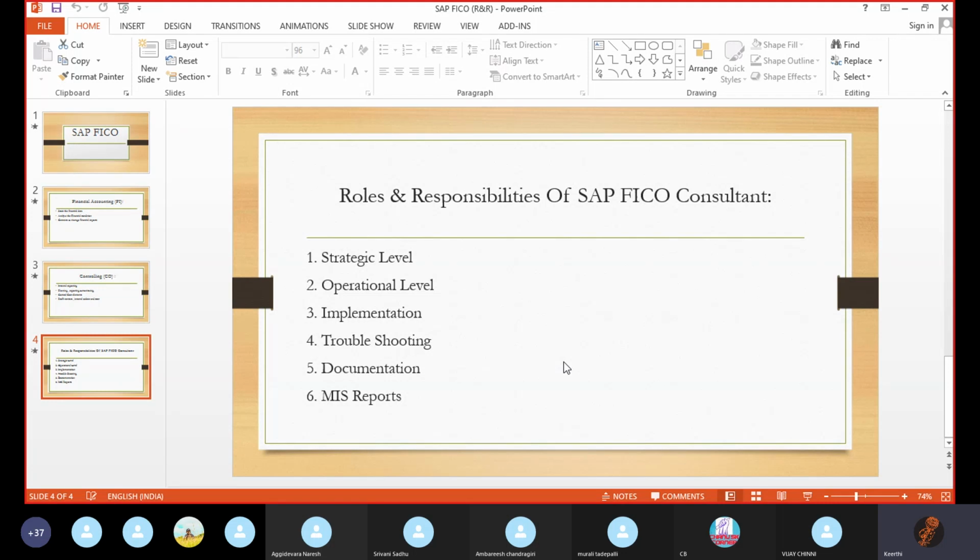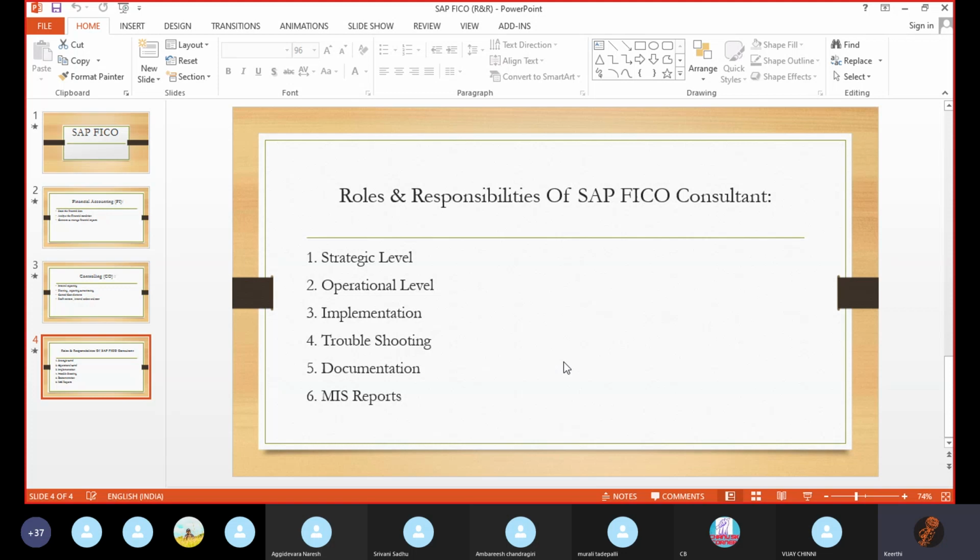The blueprint contains how many consultants are going to work, what time it should take, and what the resources are. All this information is available in the business blueprint. It is officially signed by the client. Next one is implementation. The main purpose is to implement the business processes required based on the business blueprint.